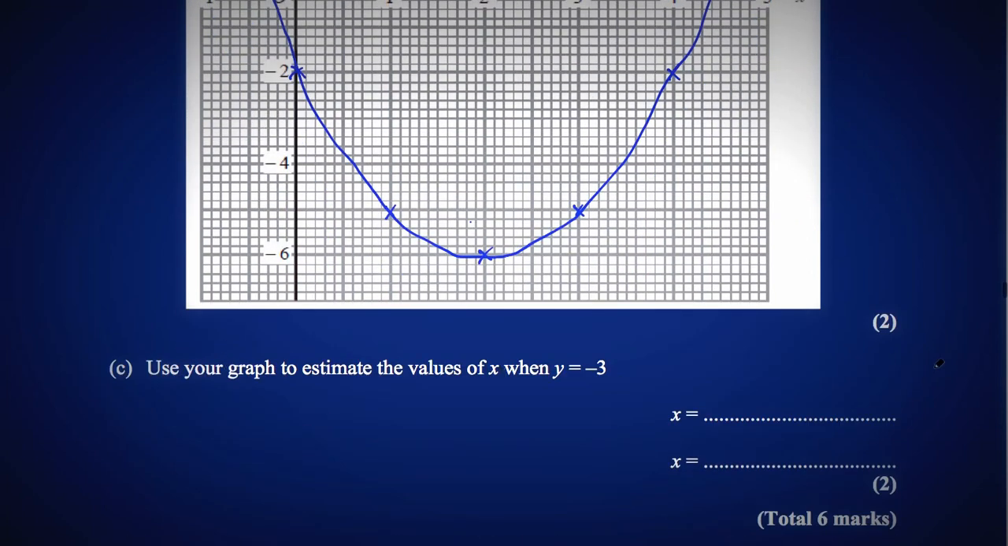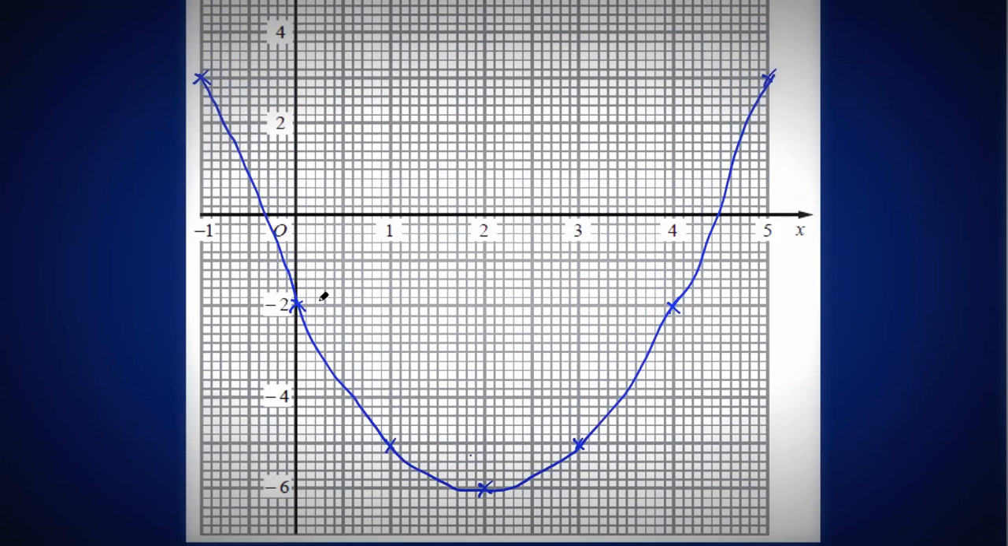Use your graph to estimate the values of x when y equals minus 3. So y equals minus 3 is the line here. I can draw a straight line across there, and I'm estimating the values of x that go with that. Now if I'd drawn that properly, that would be around here. So I'd estimate at 3.7 and 0.3-ish. So 3.7, 0.3.